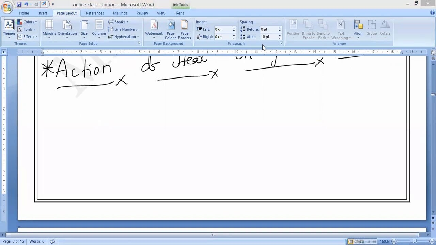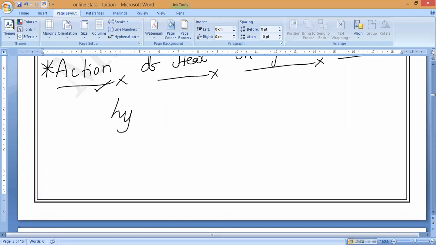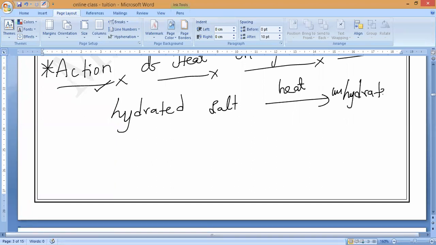Okay, so if I start heating, what will happen? They will lose water, their water of crystallization. So whenever we start heating hydrated salts strongly, they will turn into unhydrated, or anhydrous, salts, meaning loss of water of crystallization. That you have to remember.